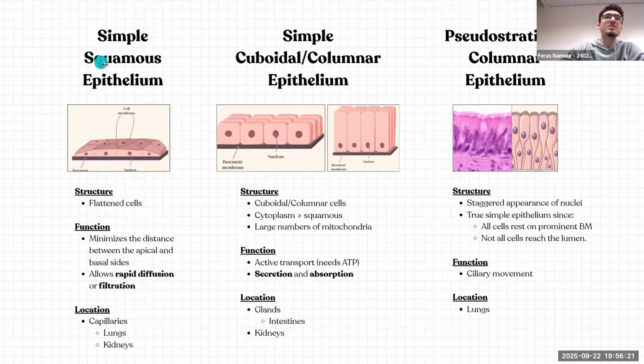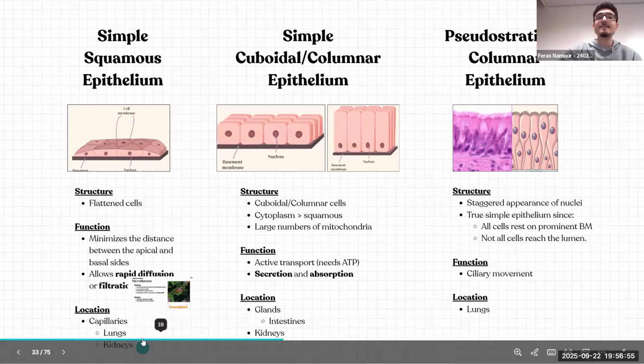If I'm talking about simple squamous, which is the very flat nucleus, very flat cells, very small, narrow cells. These cells minimize the distance between the apical and the basal sides. Why would I need to minimize the distance? Because I need things to be moving up and down. So it will allow for diffusion of molecules and filtration of stuff. Where do I need this diffusion? Where do I need this filtration? In capillaries, in the lungs, and in kidneys.